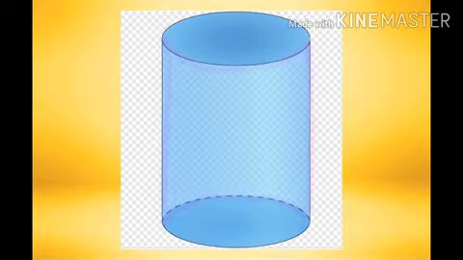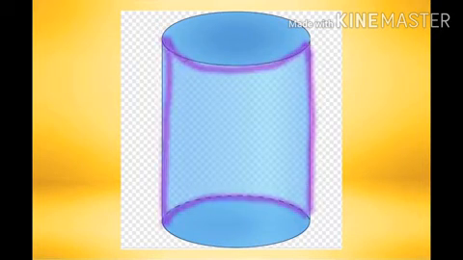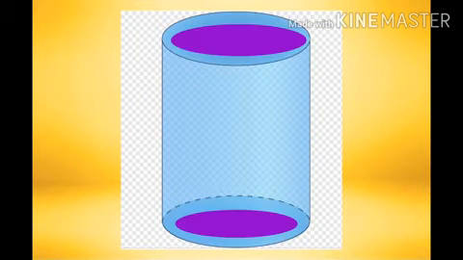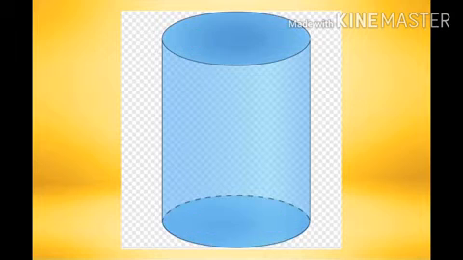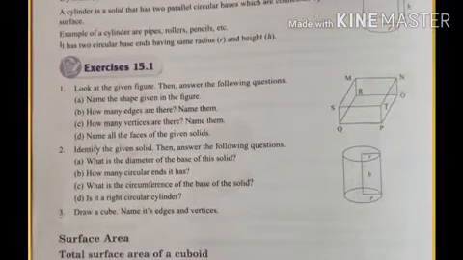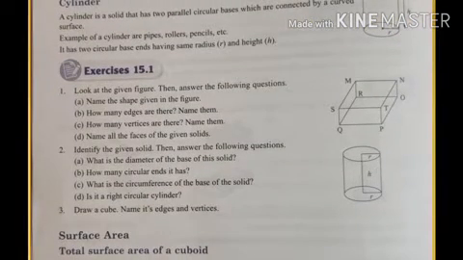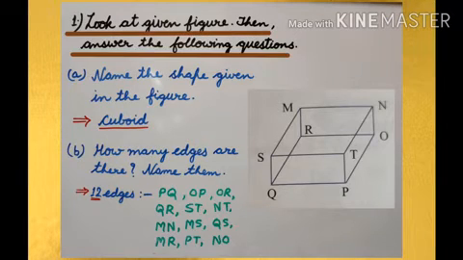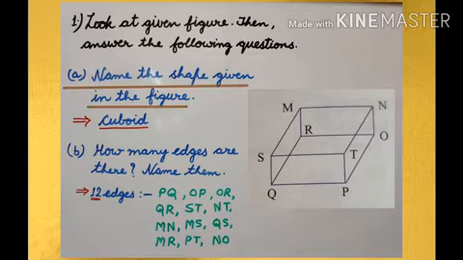One face of a cylinder is curved face and other two faces on top and bottom are flat and circular faces. With this explanation, let's start exercise 15.1. Question 1 is, look at the given figure, then answer the following questions. A. Name the shape given in the figure.